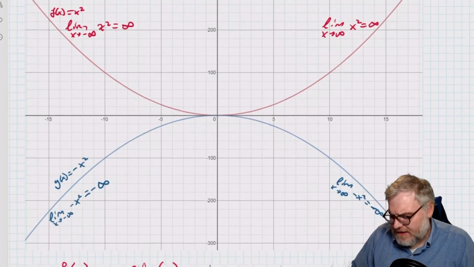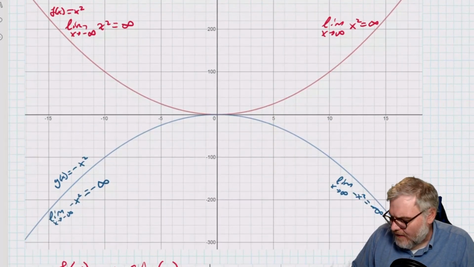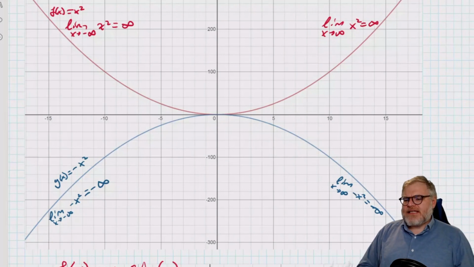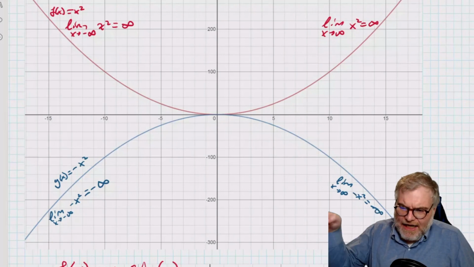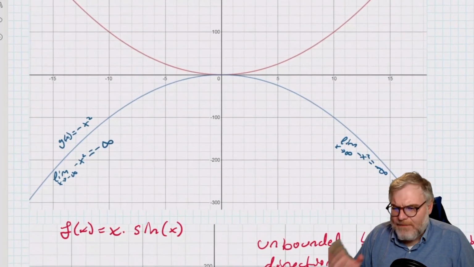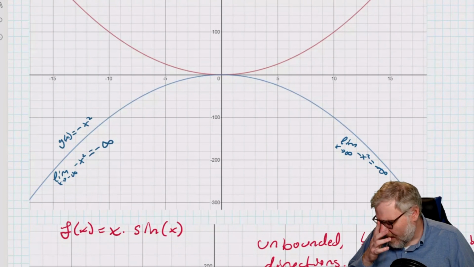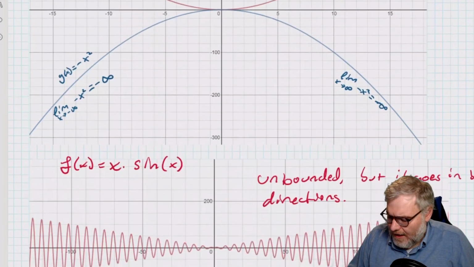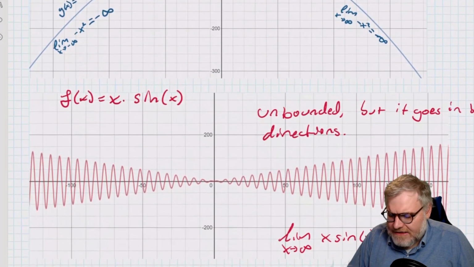And likewise, I've got the same concept of negative infinity, right? Here x goes to infinity, negative x squared, which means that as I go to the right, I go down. So that's a different way of looking at infinity. It's just unbounded, but with direction. Now, it's important that you have direction. For example, x sine x.